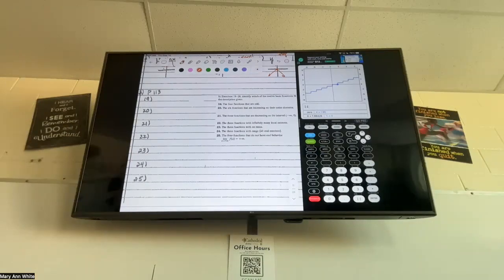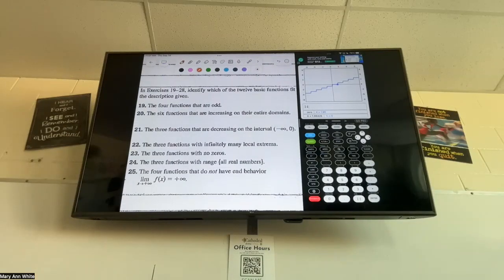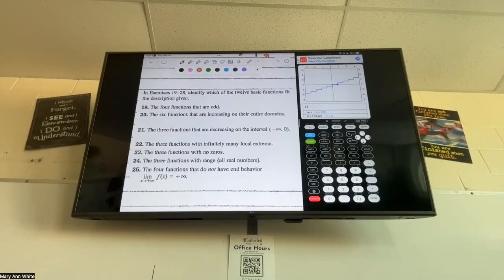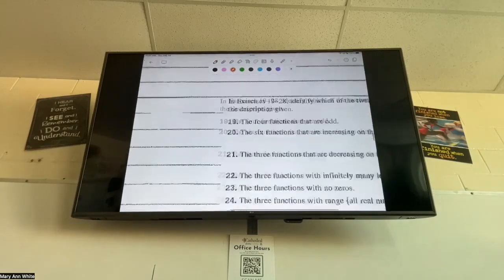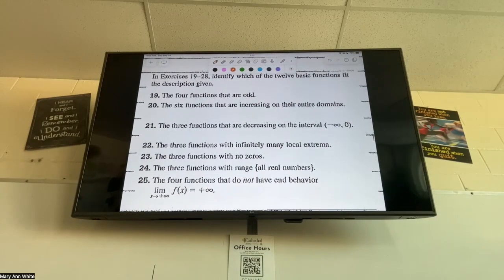Okay, I'm just gonna zoom in on this list right here. You have it on your paper. Sorry, it's so small, but I just want to make sure that you have room to write what you wanted to write. So these say identify which of the 12 basic functions fit the descriptions given. And I'm talking about those 12 BFFs that we had to memorize. So the first one says 4 functions that are odd. Which of the BFFs are odd functions?